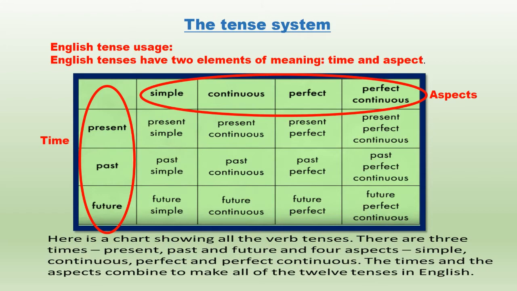These 12 tenses are the main tenses in the English language, and we are going to explain them in detail during our future lectures.